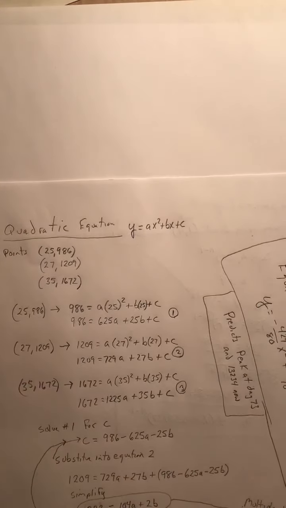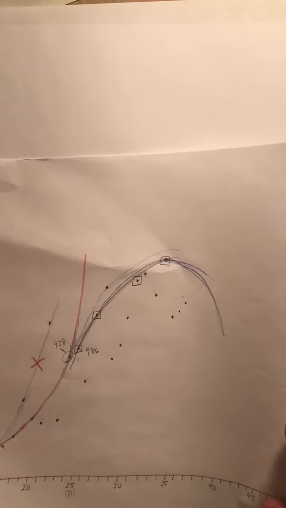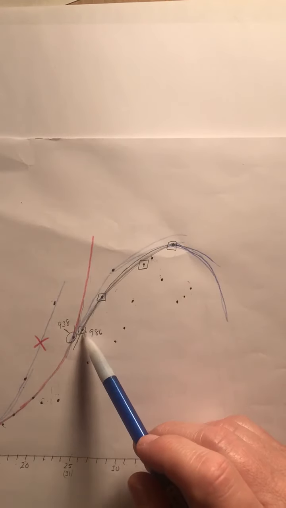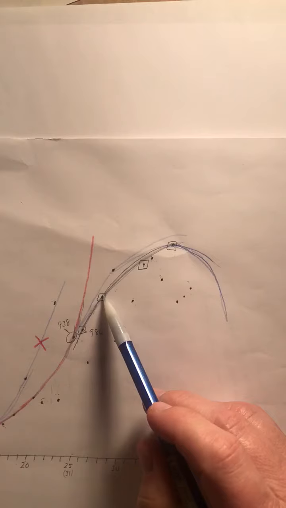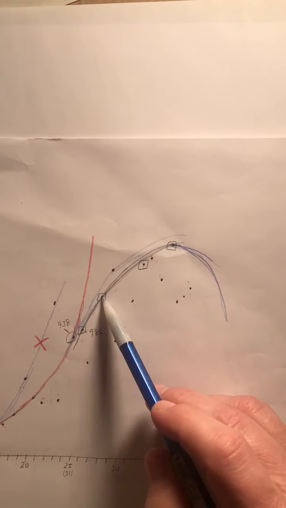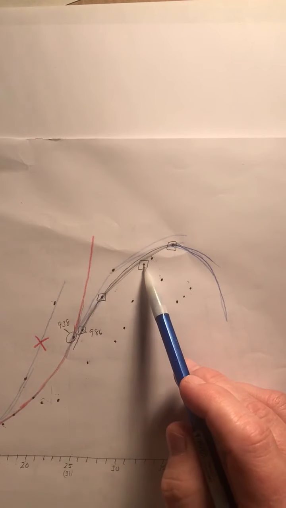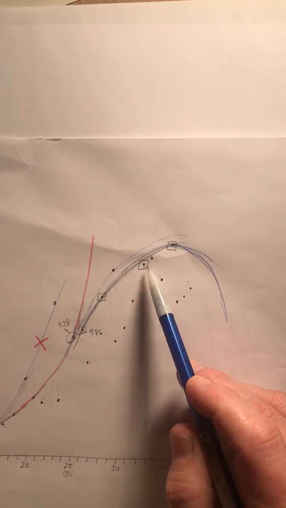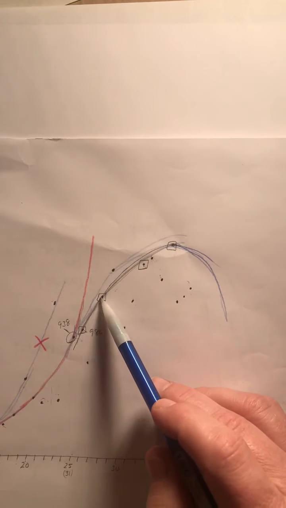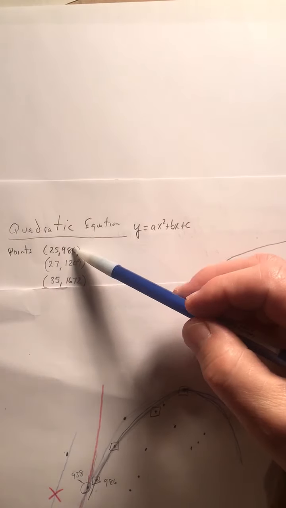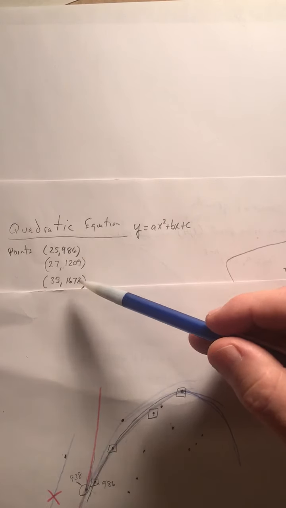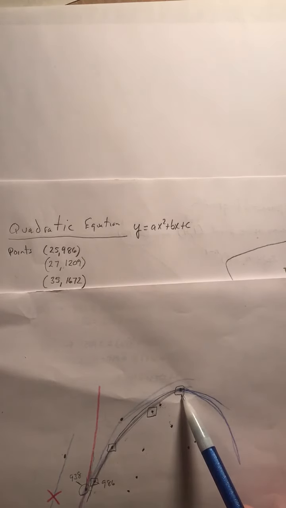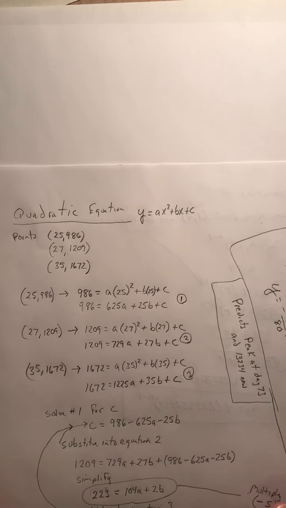Now on to my quadratic one. The first quadratic one I did is this one. I had to pick 3 points. I did 25, 986, this one, and then this one. The points you see on the graph that I drew are the 3 that I used. There's 25, 986, the next one was 27, 1209, and the next one was 35, 672, which is that point. So I took those 3 points.